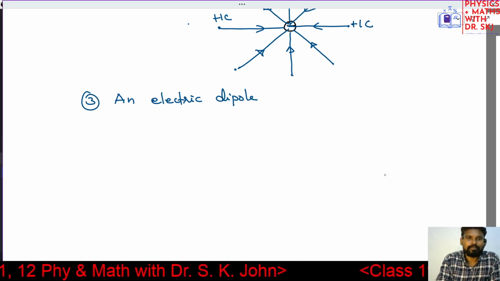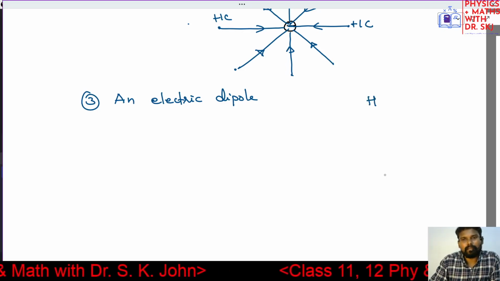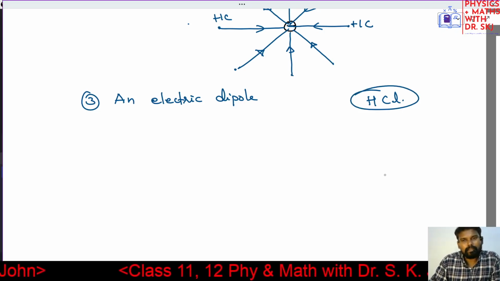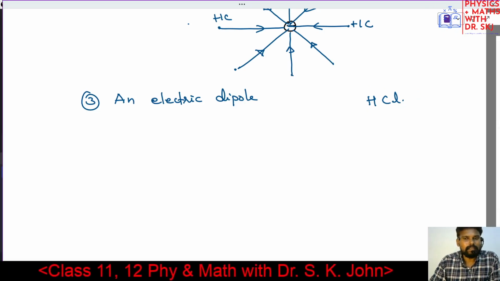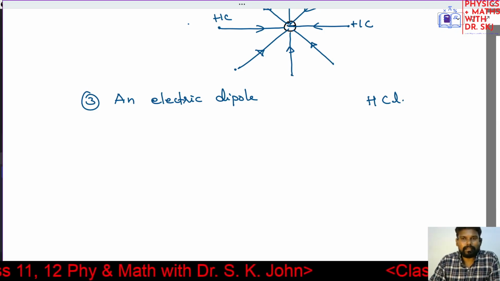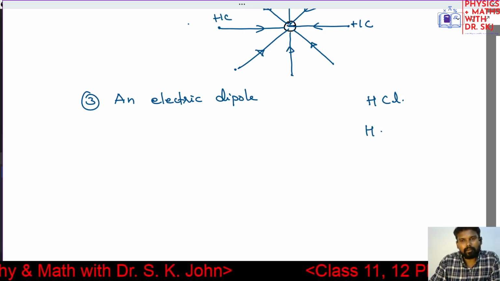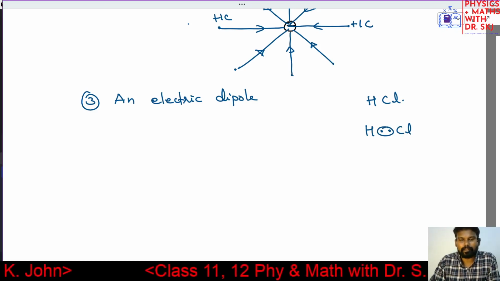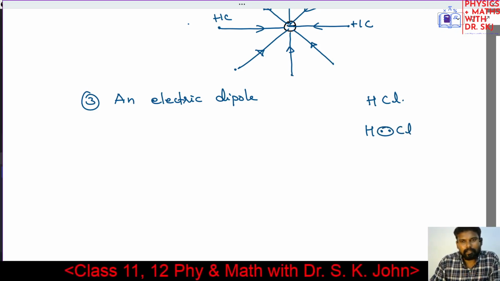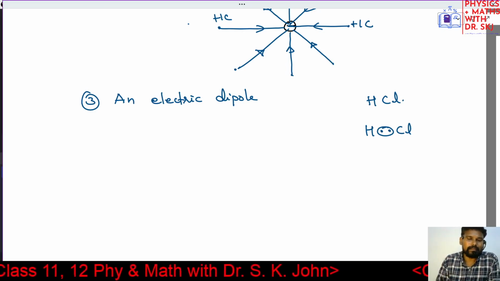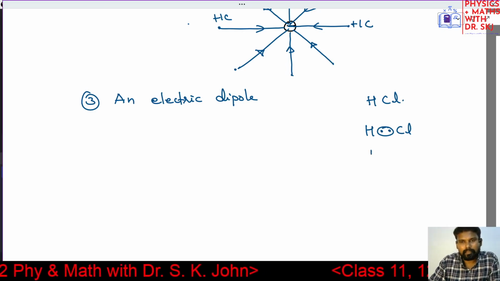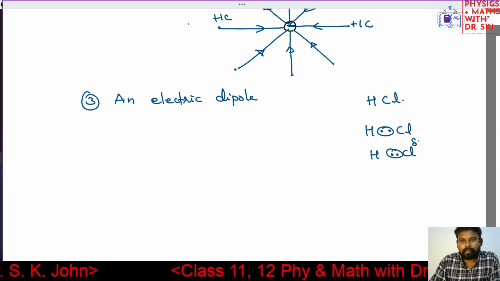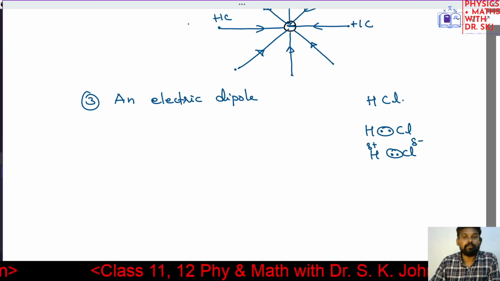Like molecules. For example, if you consider the HCl molecule, you know it is a covalently bonded molecule, but because of the difference in electronegativities between chlorine and hydrogen, the shared electron pair, since it is a covalent bond, is shared between hydrogen and chlorine. Because chlorine is more electronegative than hydrogen, the electron pair shifts towards chlorine. So chlorine becomes partially negative and hydrogen becomes partially positive.